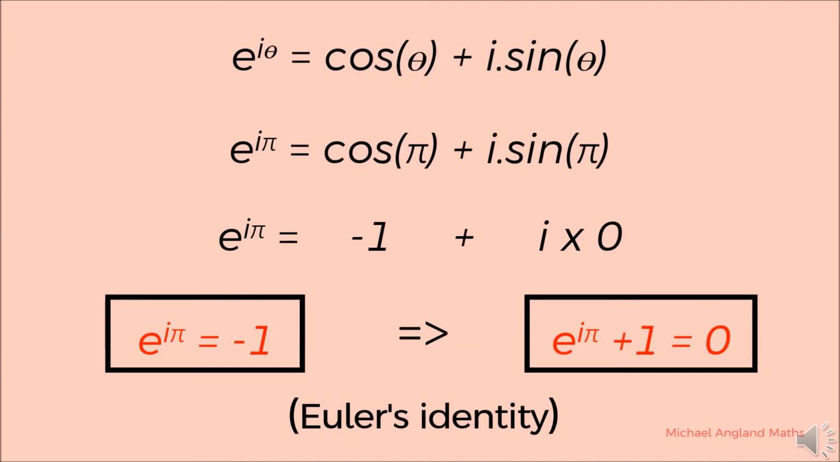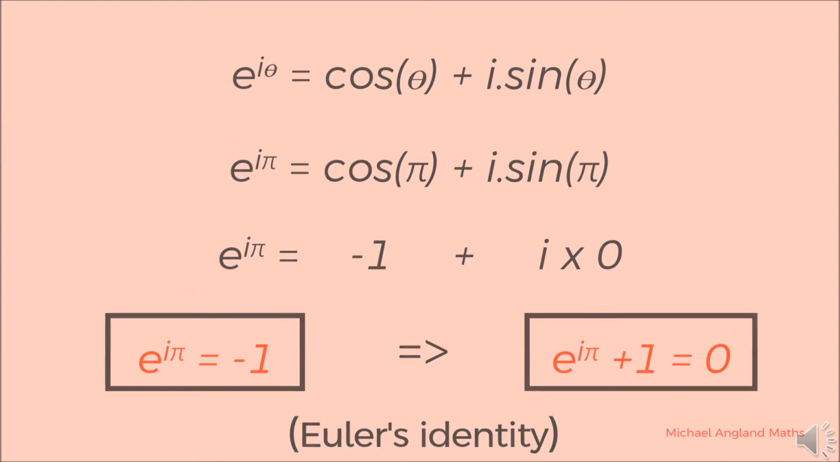Again, as said before, one of the most elegant equations in all of mathematics. It combines the most fundamental values in maths, 0, 1, pi, e, and i, the root of minus 1, in the most simplistic and elegant way.